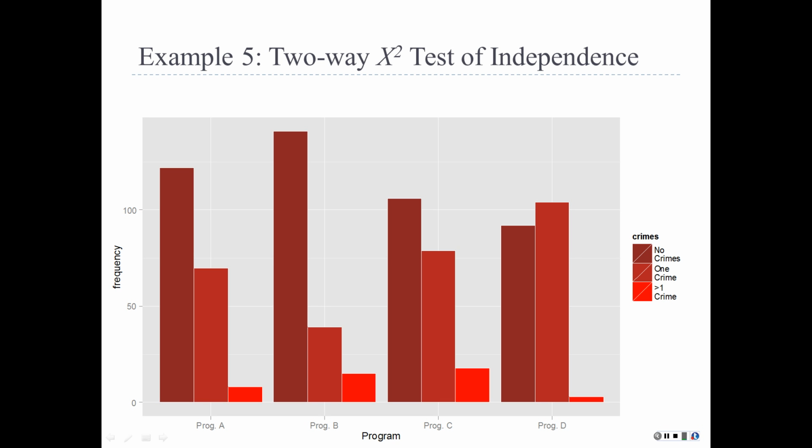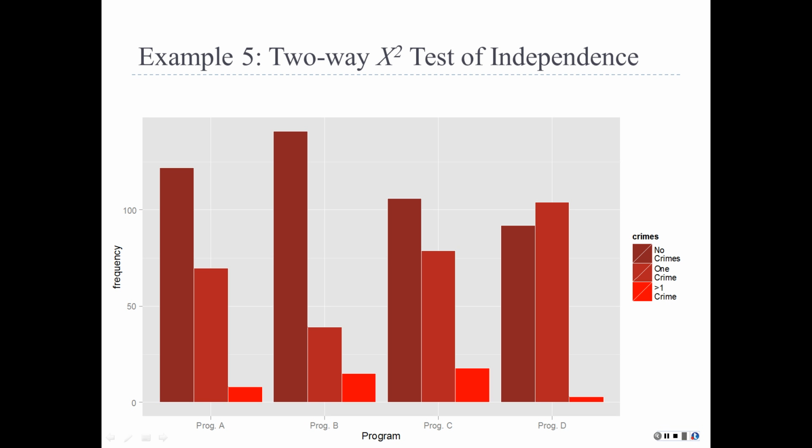So you can see program A had a lot of people committing 0 crimes, fewer people committing 1, and very few people committing more than 1. Program B looks similar, except even more people committing 0 crimes. Program C has a lot of people committing 1 crime. Their 0 crimes is similar, but a lot of people who should have been in 0 crimes have been moved down here into the 1 crime category.